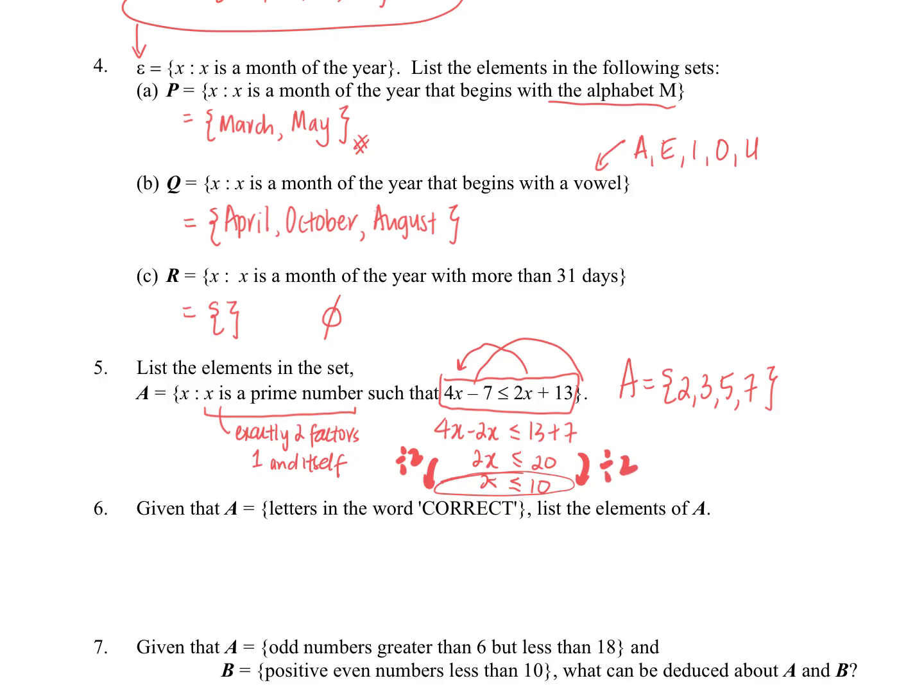Okay, then it says A contains all the letters in the word correct. So the elements are C, O, R, E, and T. No need to repeat them. Just the letters that can be found in the word correct. And then if they write caps, please follow. Don't go and write small letter r.